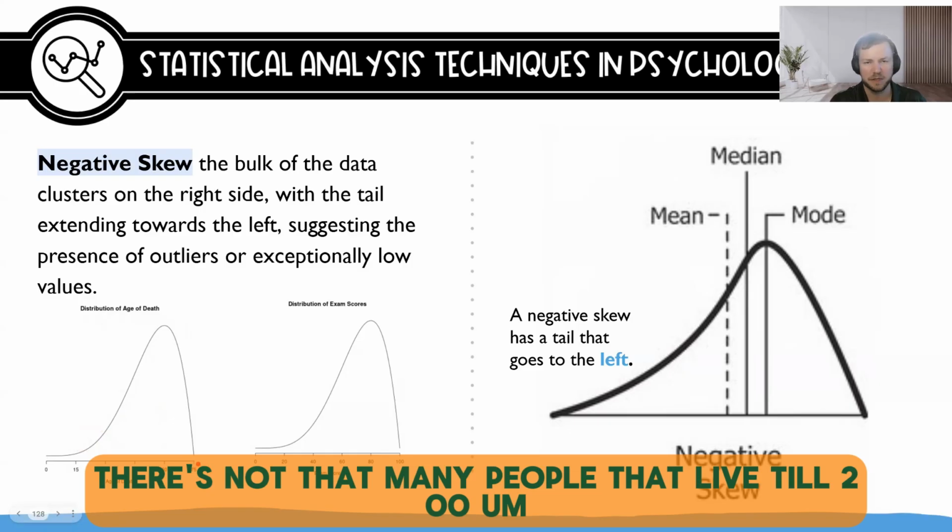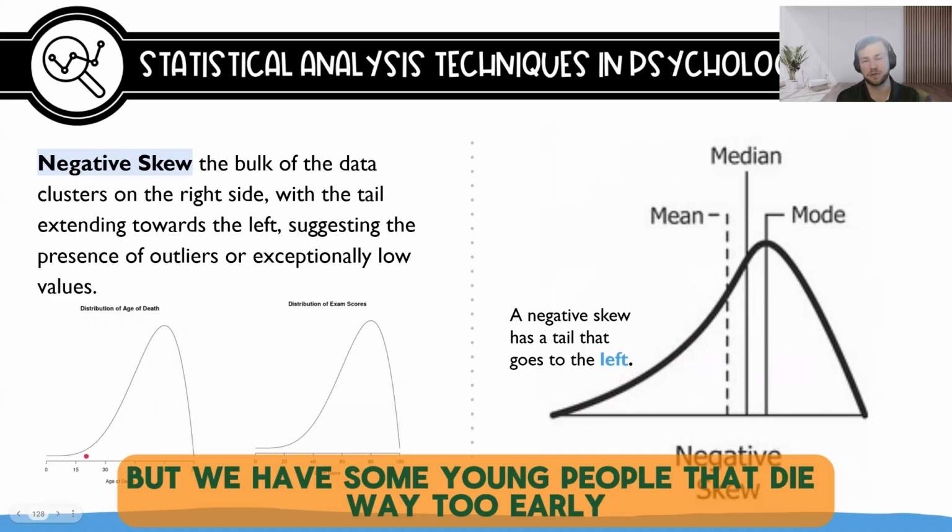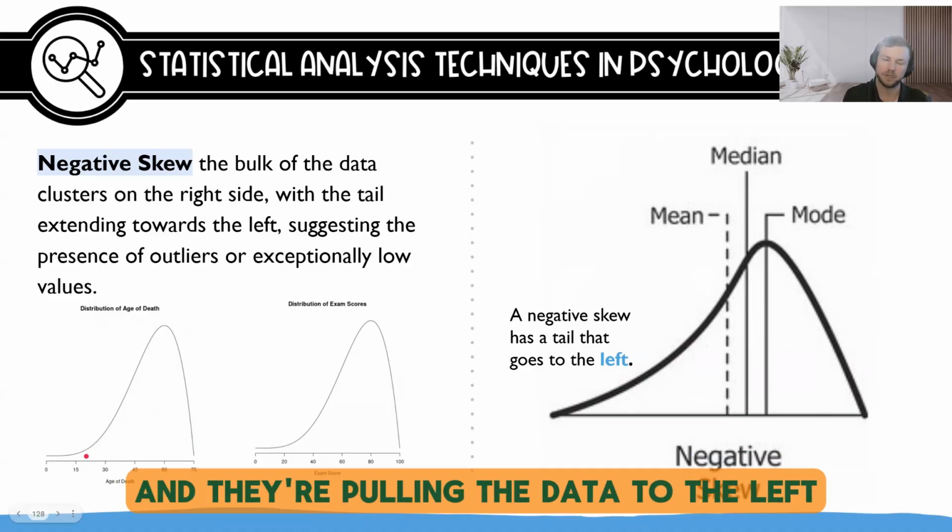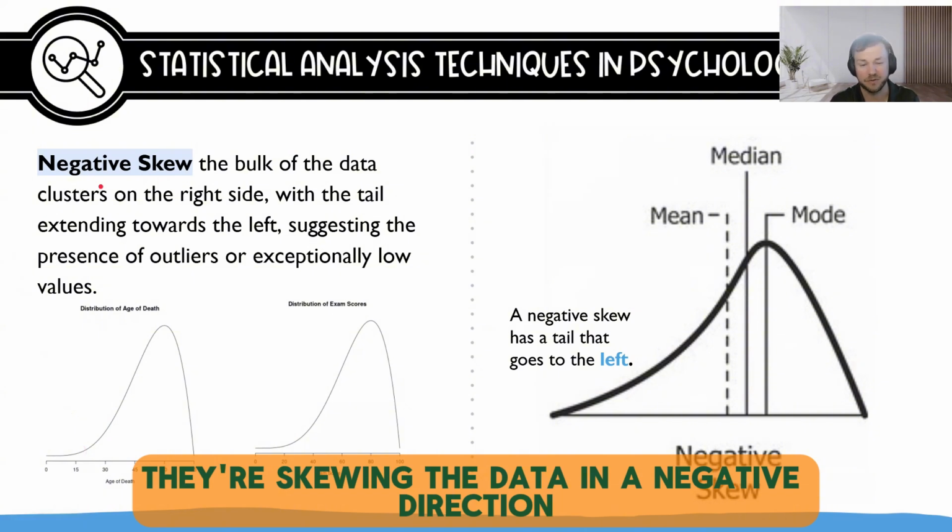There's not that many people that live to 100. There's not that many people that live to 75 in this graph, but we have some young people that die way too early, and they're pulling the data to the left. They're skewing the data in a negative direction.